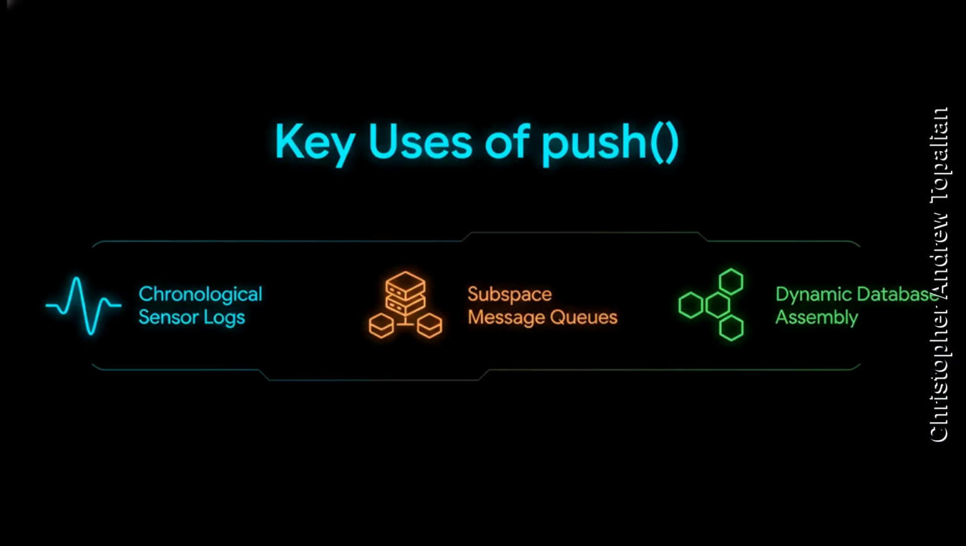Just think about how data usually comes at us. It's often in order, one thing after another. Take sensor logs, for example. Every new reading just gets tacked onto the end of the log. Same goes for subspace message queues, right? Incoming messages get added to the back of the line so they get processed in the order they were received. And what if you're building a totally new list from a giant database? Say you're scanning for all M-class planets. Simple. Every time you find a match, you just push it into your new growing array.